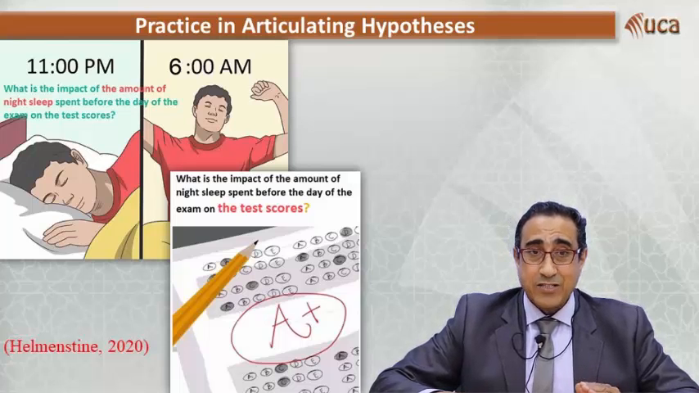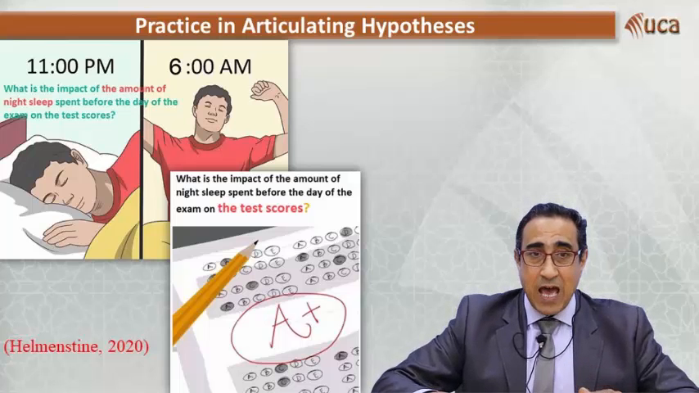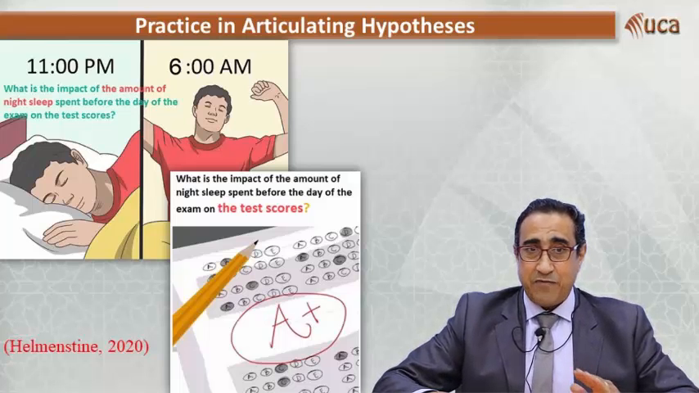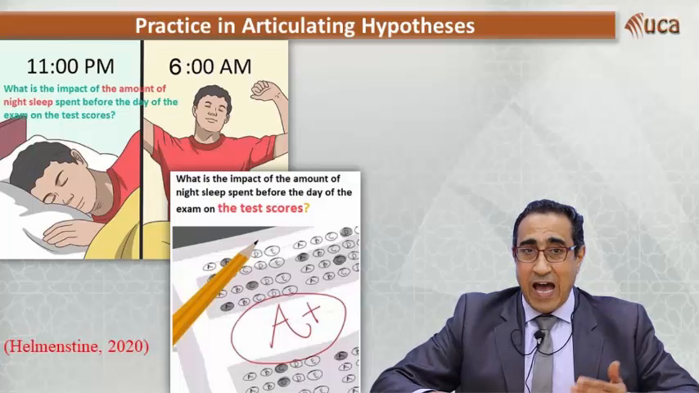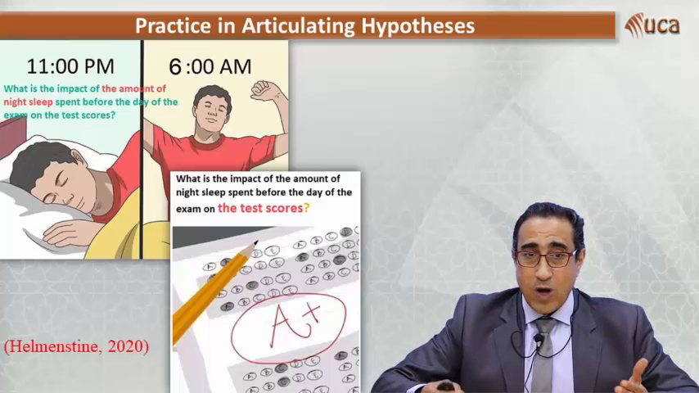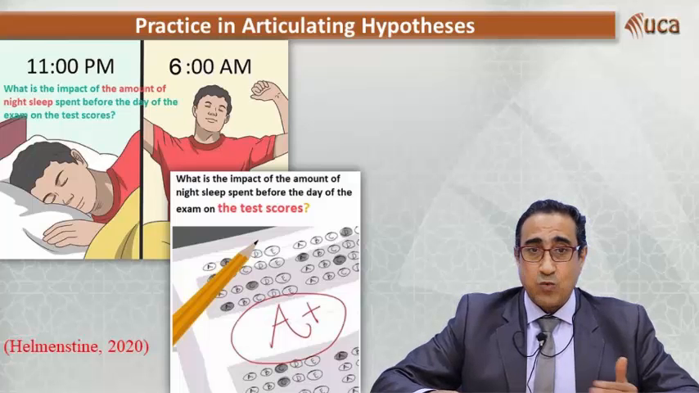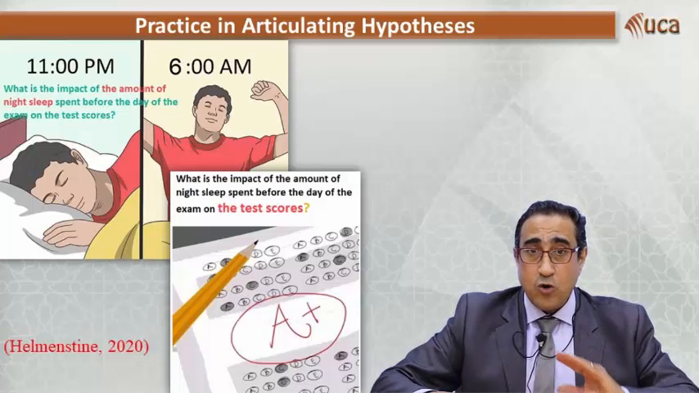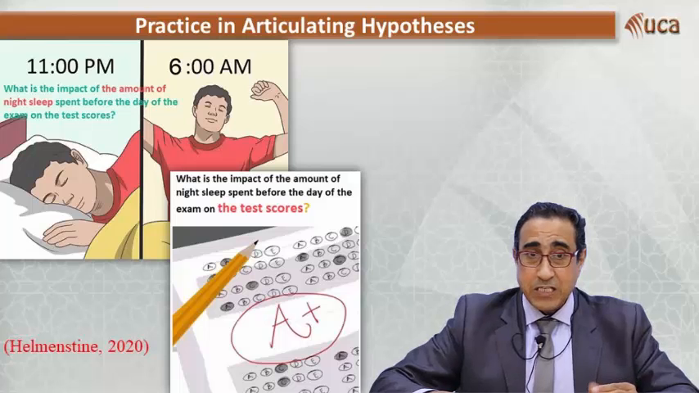The second exercise: here we have the research question. What is the impact of the amount of night sleep spent before the day of the exam on the test scores? So that person sleeps at 11 p.m. and wakes up at 6. So what are the results? What are the impacts of this habit on the score? So now you should show the hypothesis and then the variables.